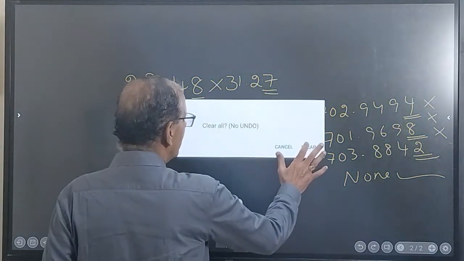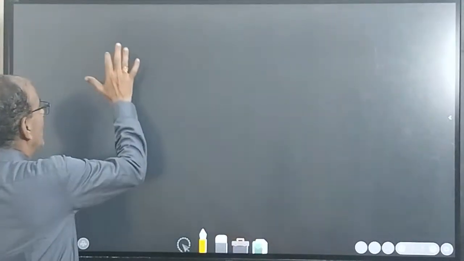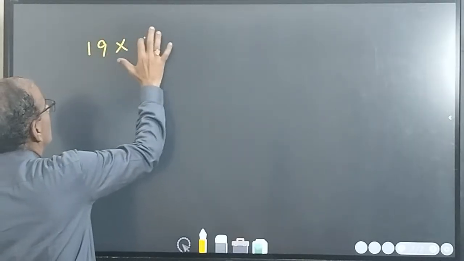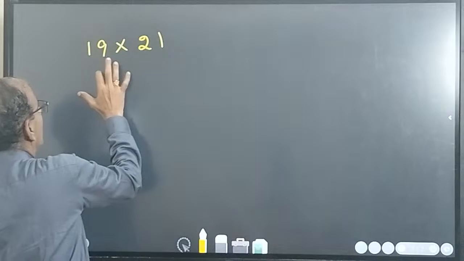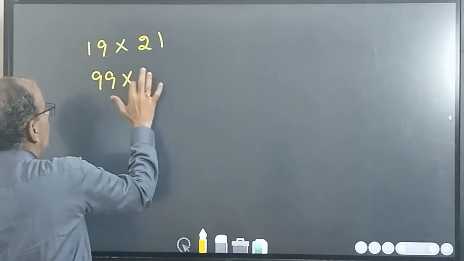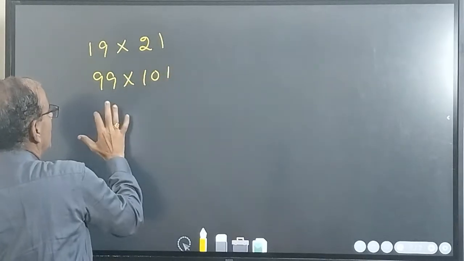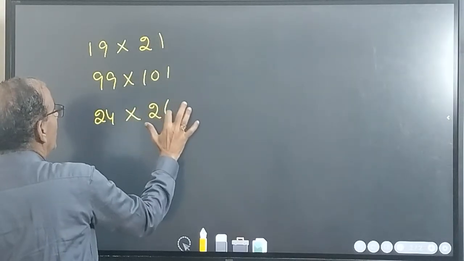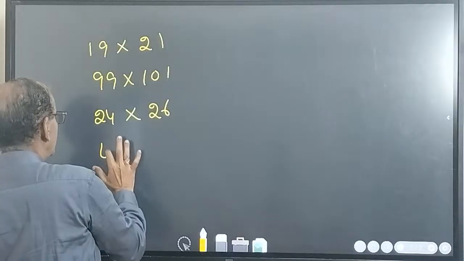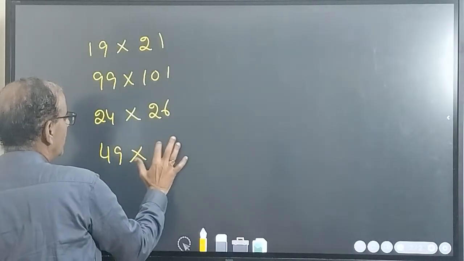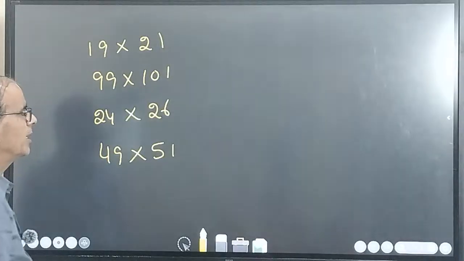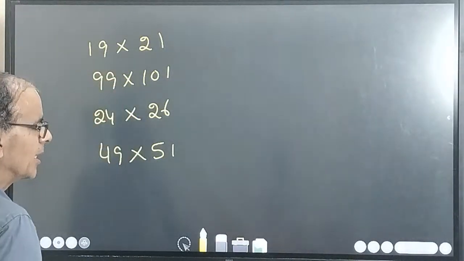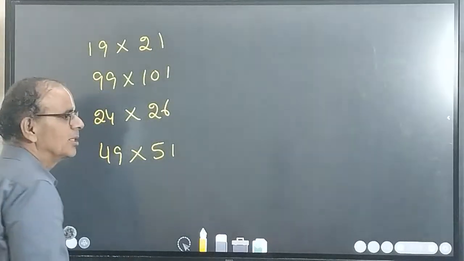Next shortcut, numbers having a difference of 2. Okay, 99 into 101, 24 into 26, okay, 49 into 51. How you can easily find out? Shortcut number 2. First shortcut I already told. This is the second shortcut.